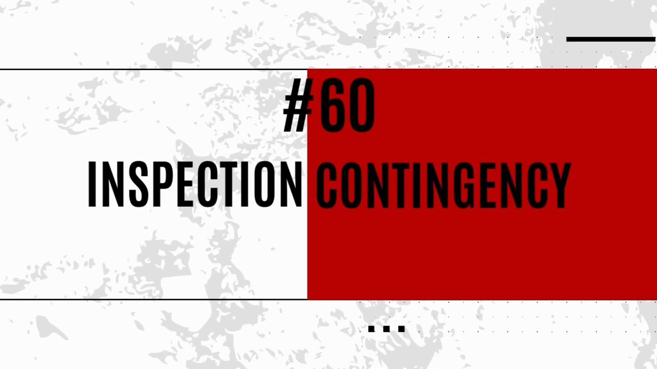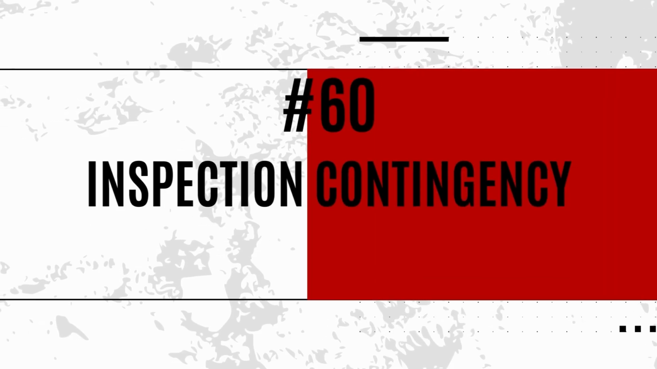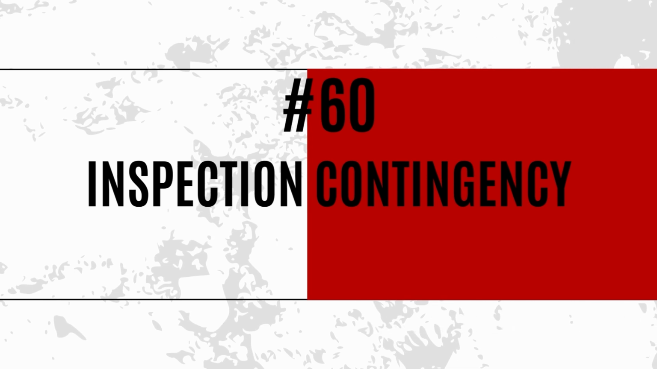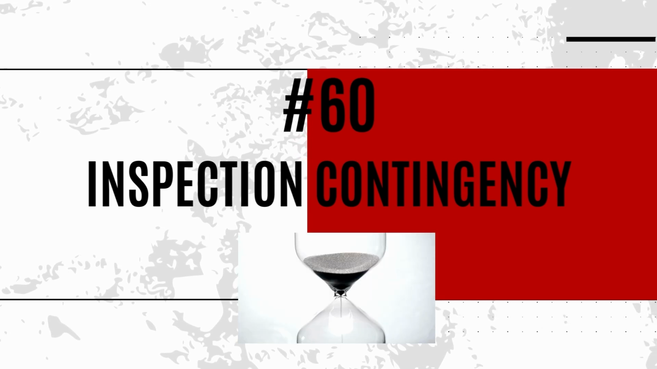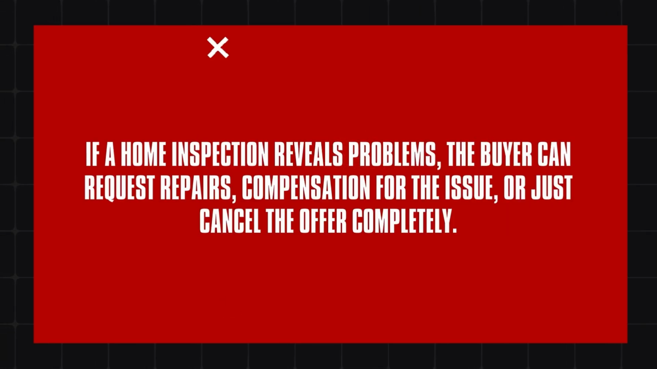Drumroll! Inspection contingency. Let's see if you can nail this strange definition. An inspection contingency is a safety net for home buyers, allowing them to address any unexpected issues uncovered during a property inspection. In such cases, the buyer has the option to ask for repairs, negotiate compensation, or even walk away from the deal, because sometimes what you see isn't what you get.